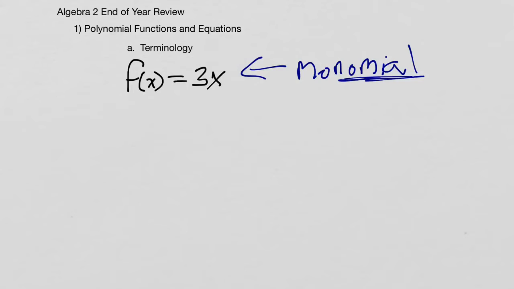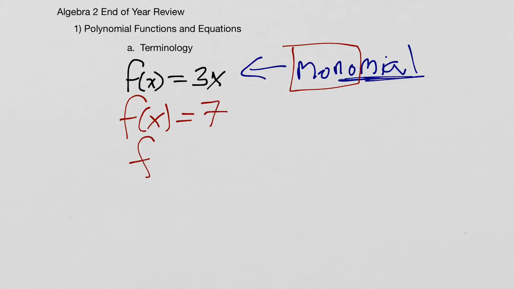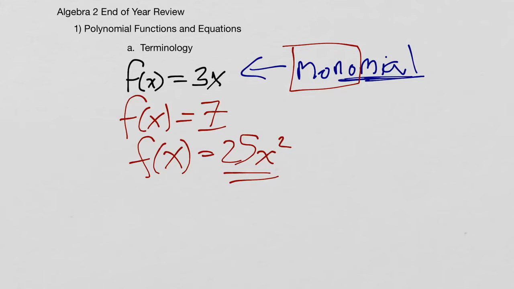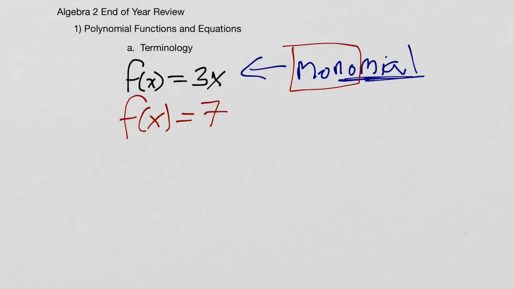In this case, it says monomial. We know that mono usually indicates one, and in fact, if you look at it, this only has one term, just the 3x. A couple more examples of monomials would be f of x equals 7, or even f of x equals 25x squared. Those are all versions of monomials because each one has only one term. Mono, each one has only one term. So a monomial has just one term.